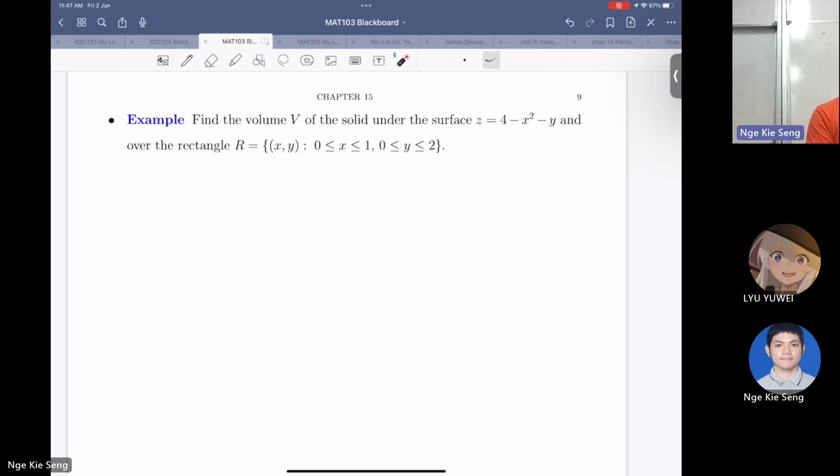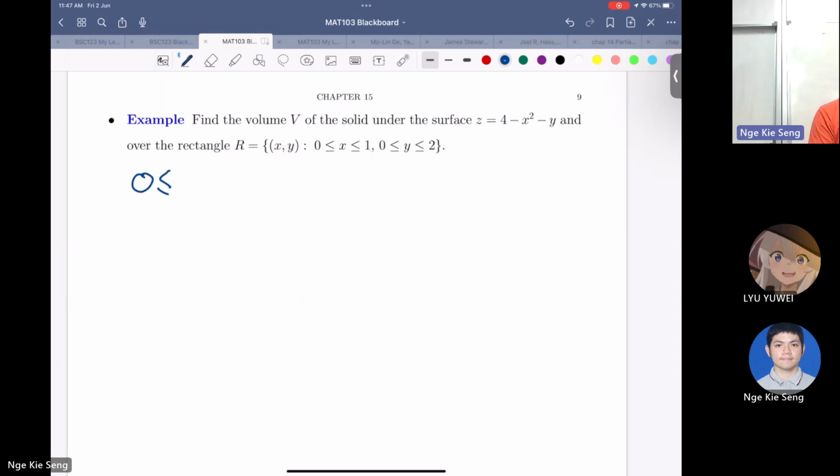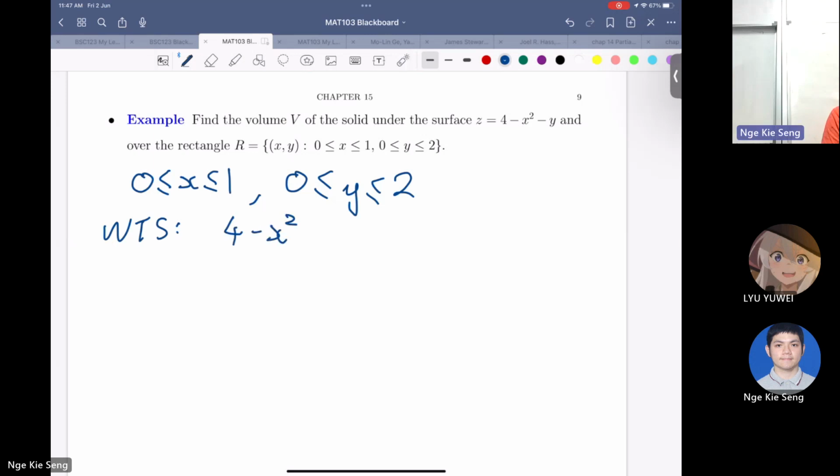So you can see that x is in between 0 and 1, and y is in between 0 and 2. So we want to show that our surface is always greater or equal to 0. Is this true or not? This is what we want to show.